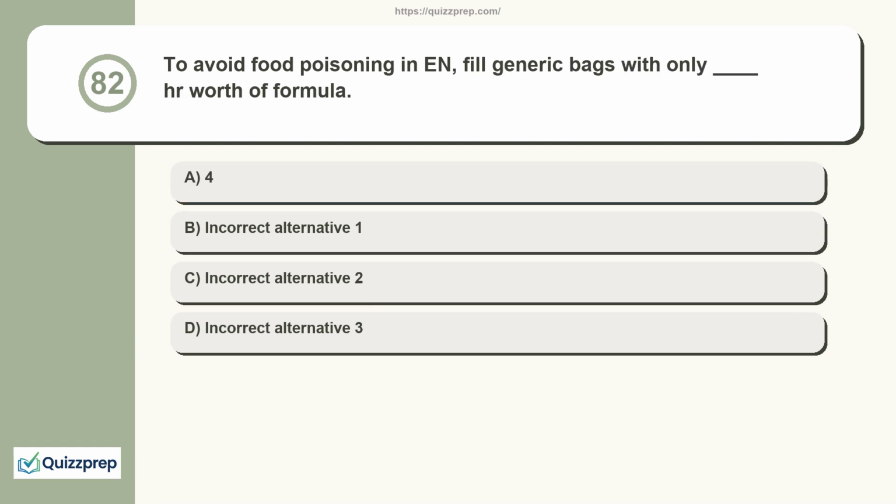Question 82. To avoid food poisoning in enteral nutrition, fill feeding bags with only blank hours worth of formula. 4.